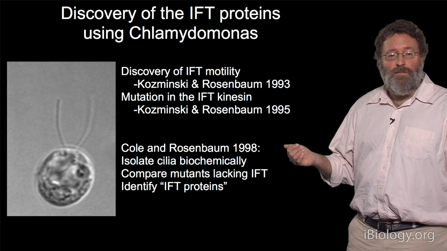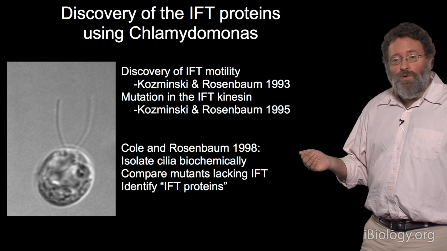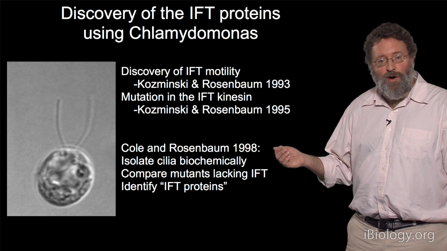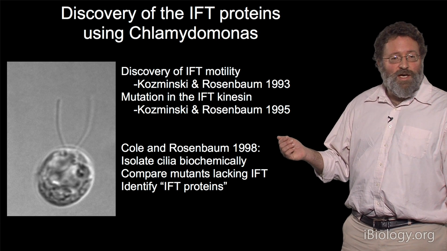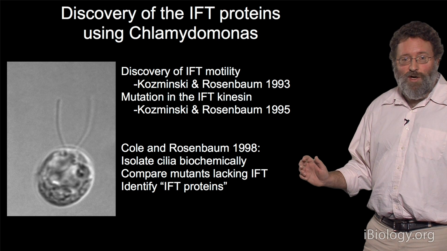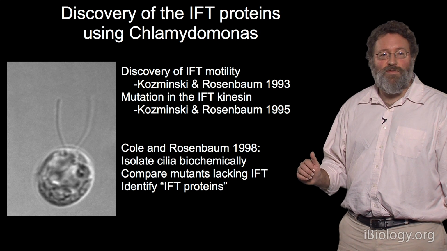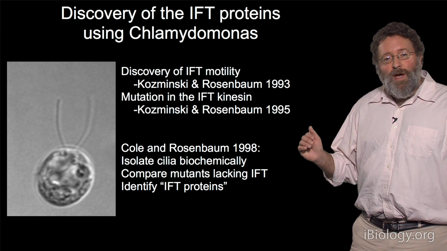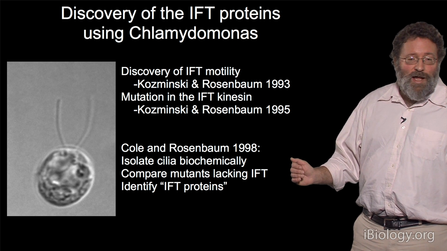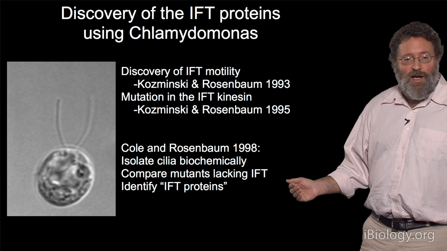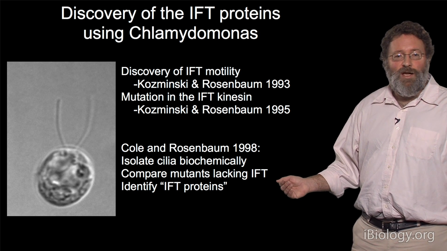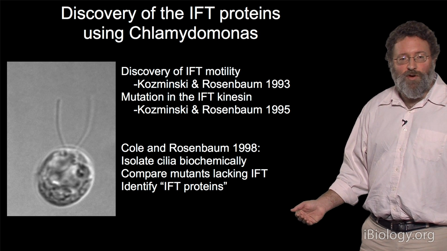That was then the key tool that Douglas Cole in the Rosenbaum lab used to try to purify these IFT particle proteins. What he did was to isolate the cilia from the cells biochemically, which is very easy to do in this organism, unlike mammalian cells where I can attest it's very difficult, and then compared what proteins he saw in the cilia from mutants that lacked IFT to normal cells that had IFT. And he found a set of proteins that were missing in the mutant that didn't have IFT, and so he called those the IFT proteins.